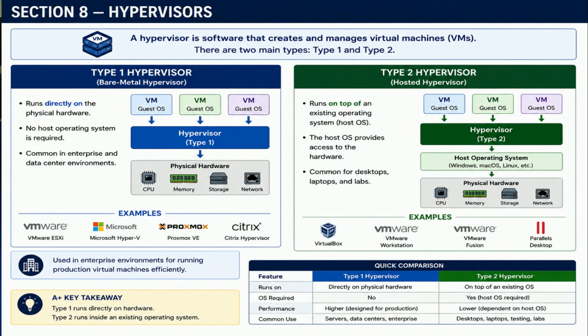A Type 2 hypervisor runs on top of an existing operating system. Examples include VirtualBox, VMware Workstation, VMware Fusion, and Parallels Desktop. For example, if you install VirtualBox on your Windows laptop, then create an Ubuntu VM, VirtualBox is acting like a Type 2 hypervisor. Your Windows laptop is the host, Ubuntu is the guest VM. For the A+, try to remember it like this. Type 1 runs directly on hardware. Type 2 runs inside existing operating systems. That is the primary difference.